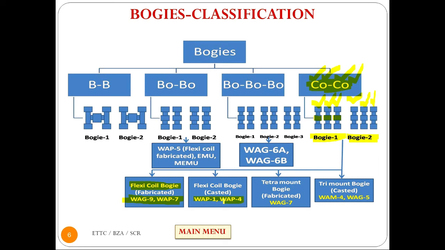Next one, WP1 and WP4. These bogies are called CoCo type flexi coil bogies with H type bolster. Next, WG7 is also a CoCo type bogie, named CoCo tetramount high adhesion bogie. Another example is WM4 and WG type locomotives. In this also a CoCo type bogie is provided, and this bogie is called CoCo tri-mount bogie.